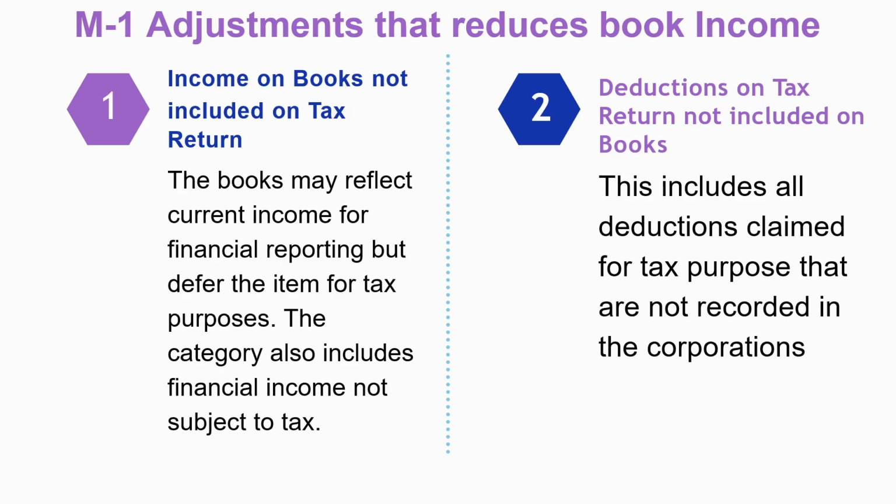The second element is deductions on tax return not included in books. This includes all deductions claimed for tax purposes that are not recorded in the organization's books. The best example is depreciation. Depreciation is the most common example since tax depreciation often exceeds the amount allowed for books. Generally, taxpayers are allowed to use accelerated depreciation for tax purposes while using the straight line method for book purposes. So the adjustments that reduce book income are income on books not included in tax return, and the other is deductions on tax return not included in books.